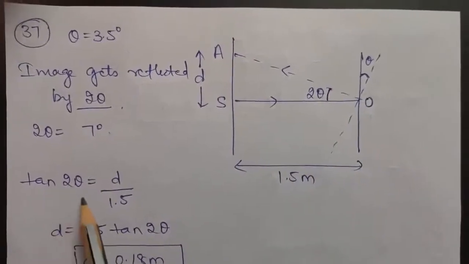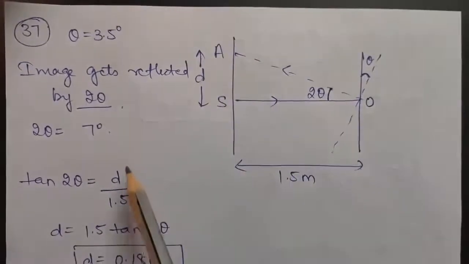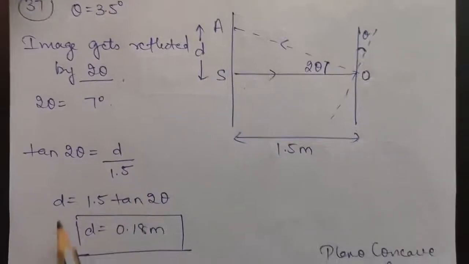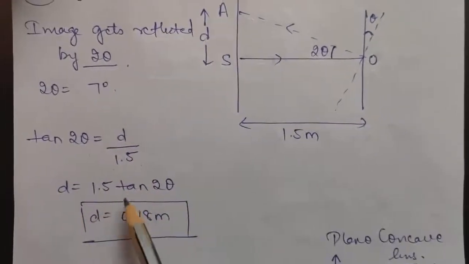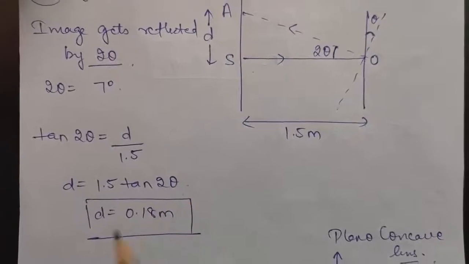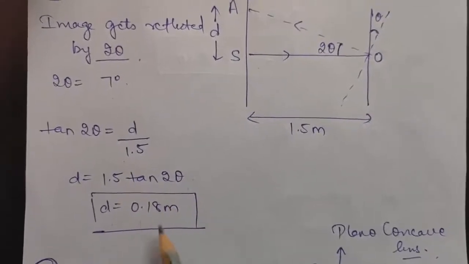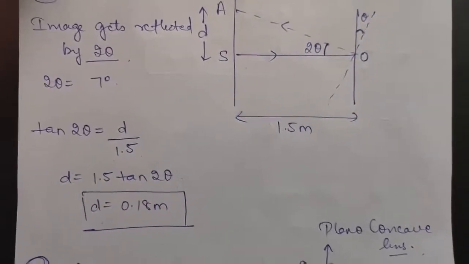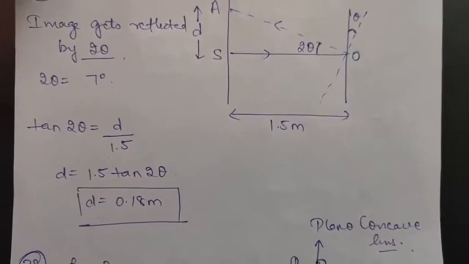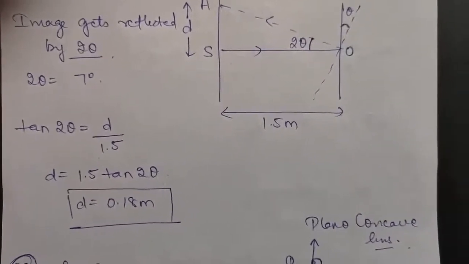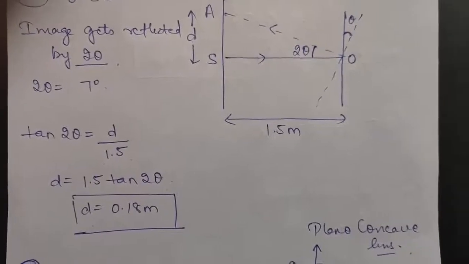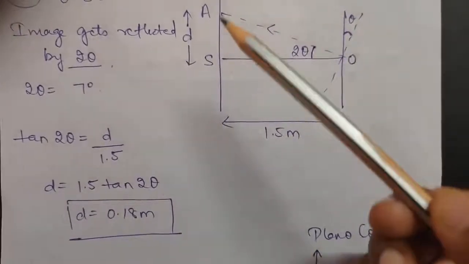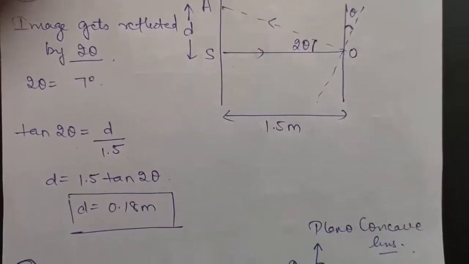So tangent of 2 theta will be perpendicular, that is d, upon base, that is 1.5. So from here d will come to be 1.5 tangent 2 theta. Solve it, you will get the answer of d to be 0.18 meters. That is, by this much distance the reflected spot will be shifting on the screen.